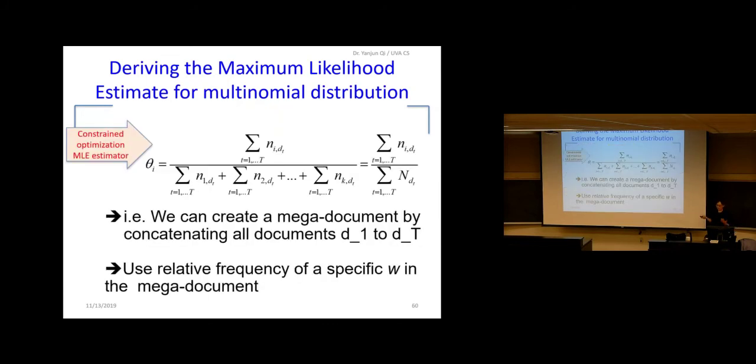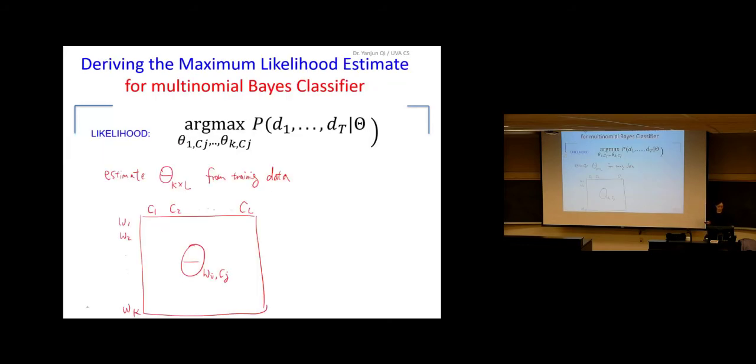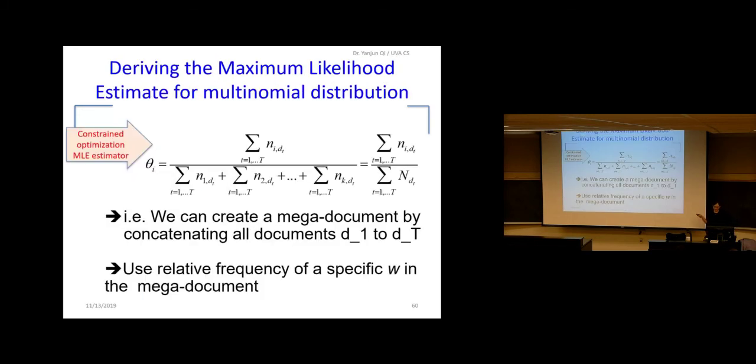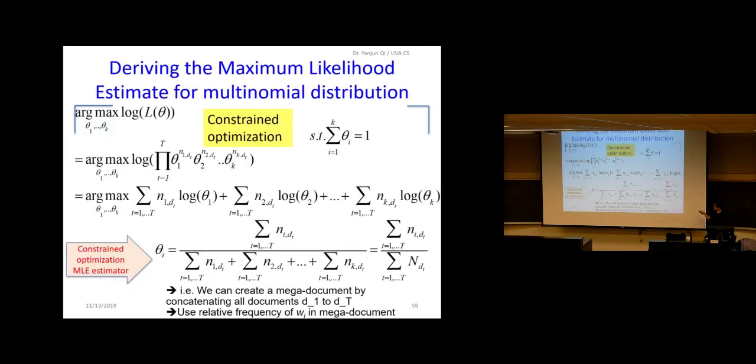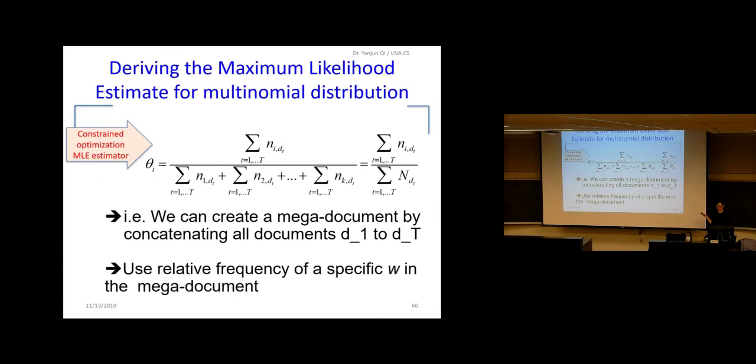So I'm trying to repeat it. We can create a mega document by concatenating all the documents D1 to DT, and then use a relative frequency of a specific W, a specific elementary event, and then this gives you the multinomial specific theta for that specific W. Okay, question about this? It's hard to ask a question unless you perform this MLE solution, but feel free to do it by yourself. And this takes a little bit more time.